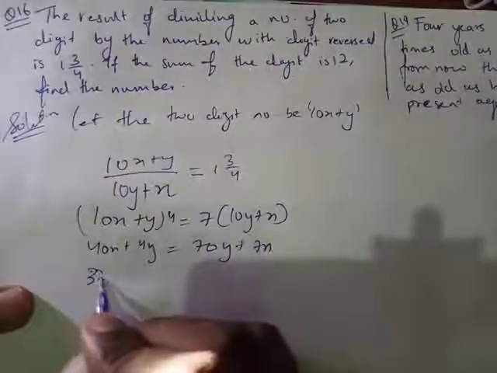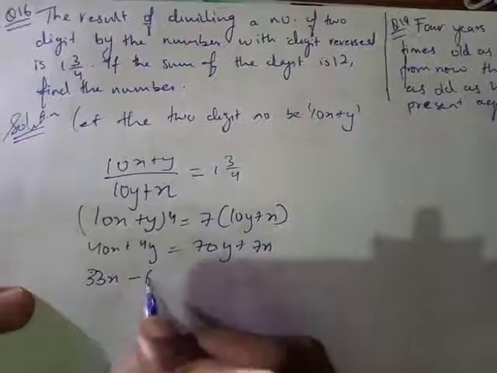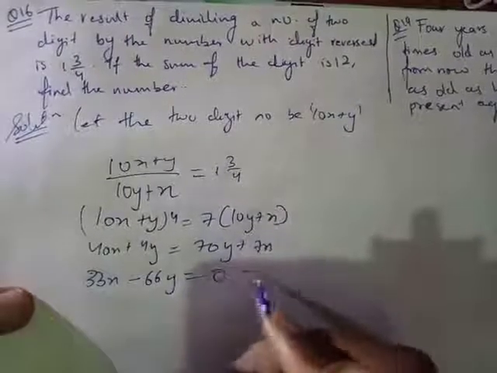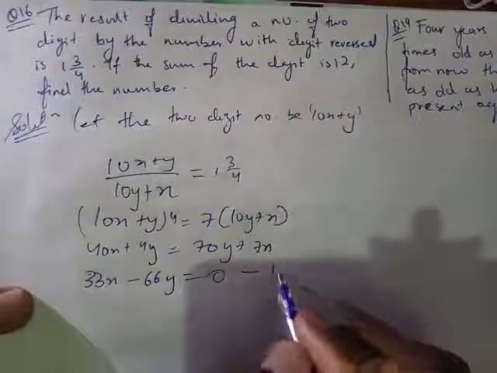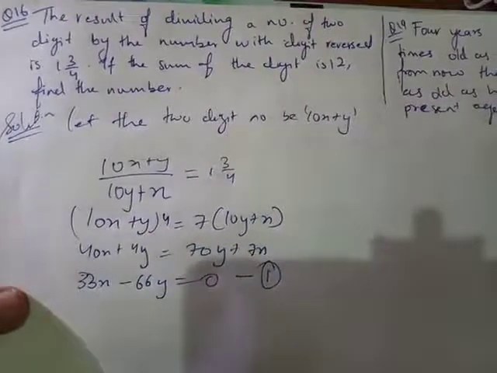So I'll get 33x minus 66y equals, there is nothing left, 0. Try shifting everything to one side and solving, you'll understand. So this is my first equation.